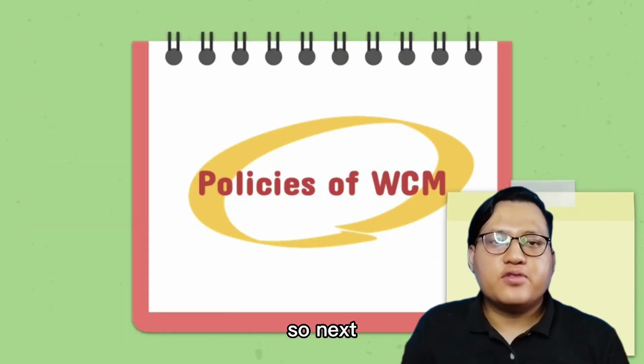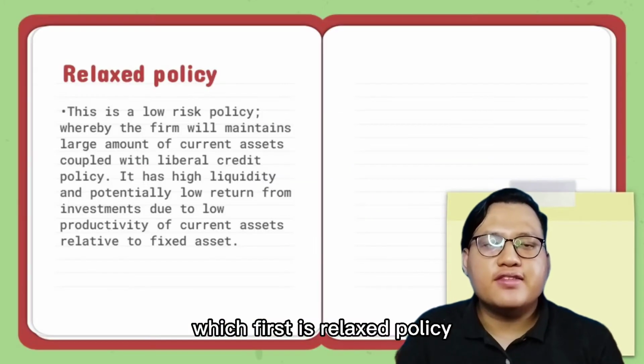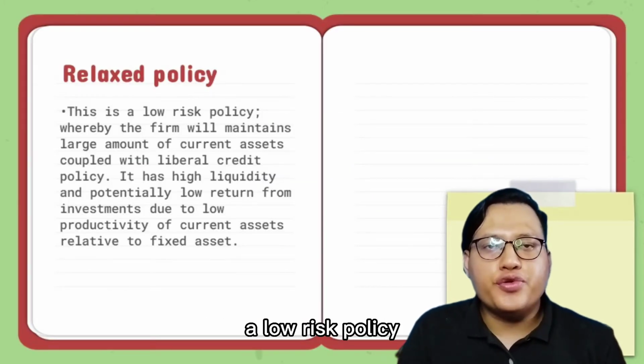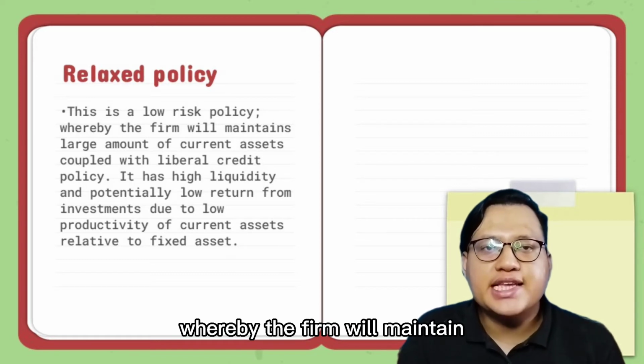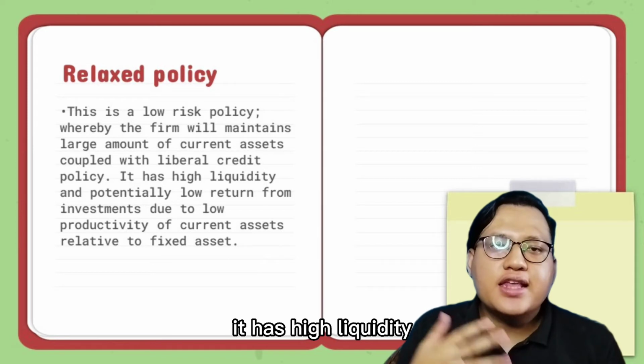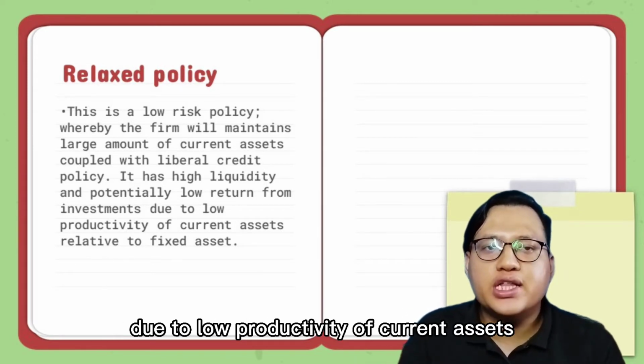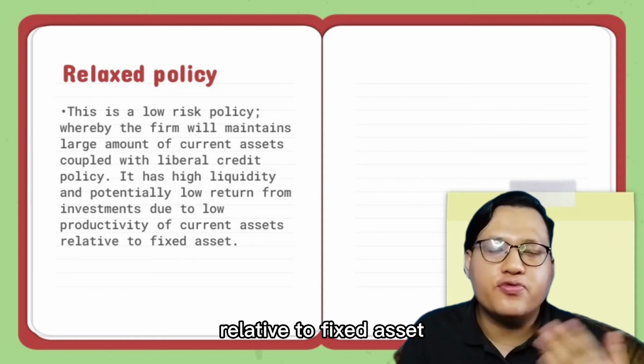So next, we move to the policies of working capital management, which first is relaxed policy. This is a low-risk policy whereby the firm will maintain a large amount of current assets coupled with liberal credit policy. It has high liquidity and potentially low return from investment due to low productivity of current assets relative to fixed assets.